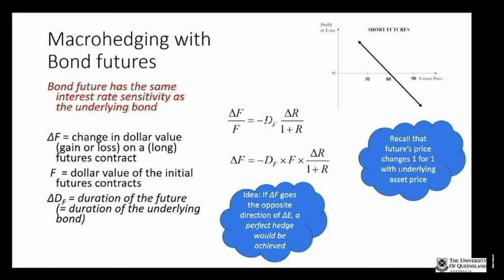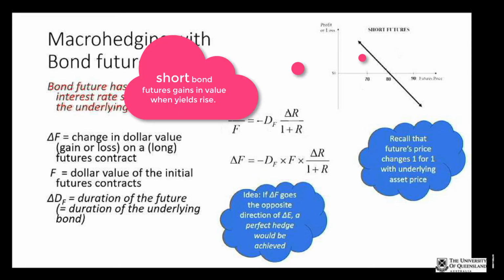And now since the future is moving 1 for 1 with a bond, it means that we can use the same formula for the future as well. Because the future is moving 1 for 1 with the bond, just in the opposite direction, we can use exactly the same formula. So we can have a formula now with the duration, where the duration of the future, which is the same as the duration of the underlying bond, times possible interest rate changes, is giving us a change in the value of the future. So we can again use the duration here to calculate the change in the value of the future. And now remember, a short future is gaining in value if interest rates are rising.